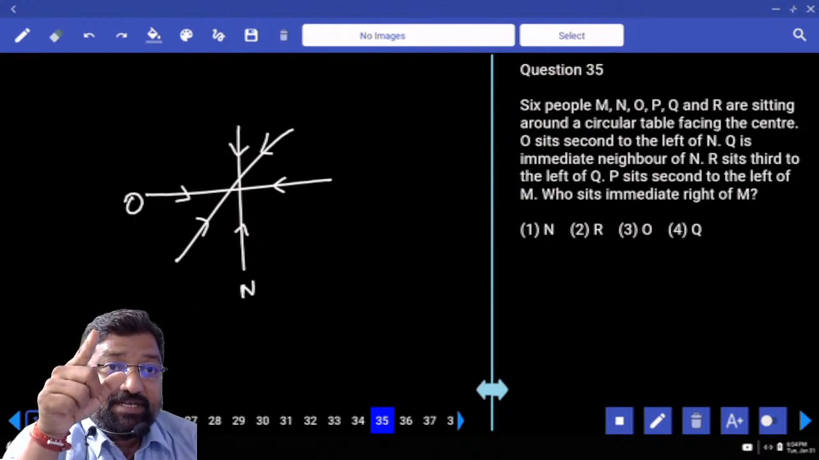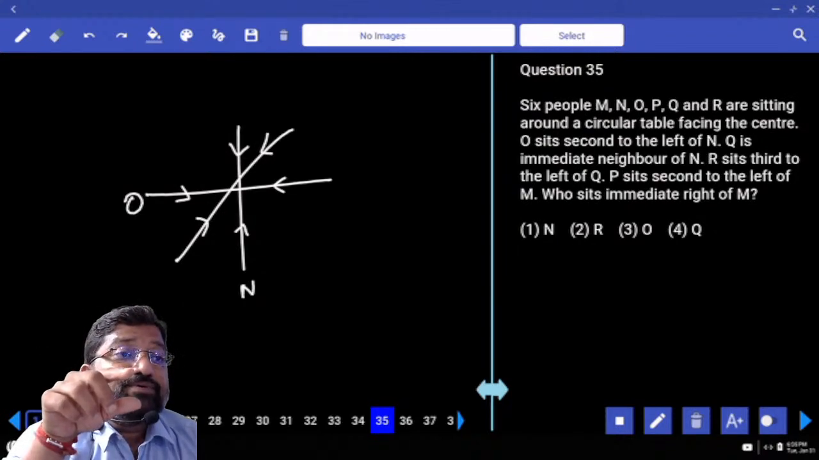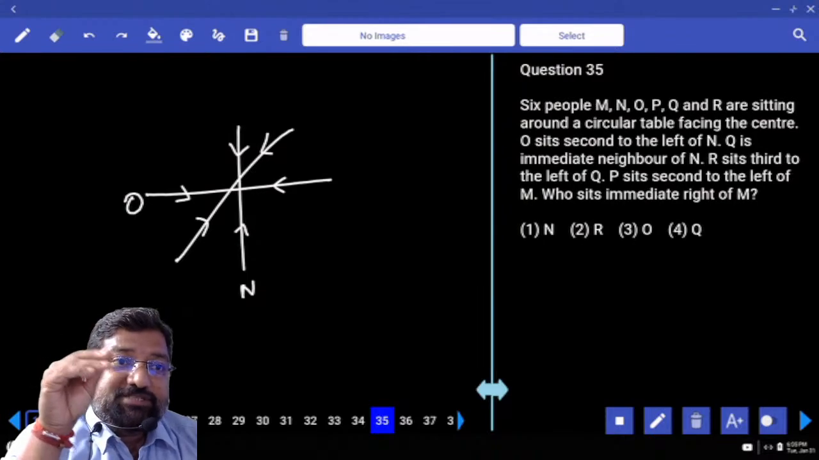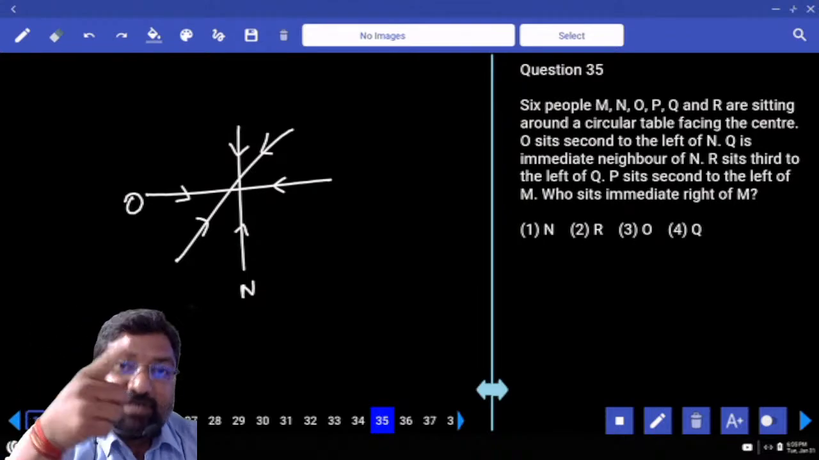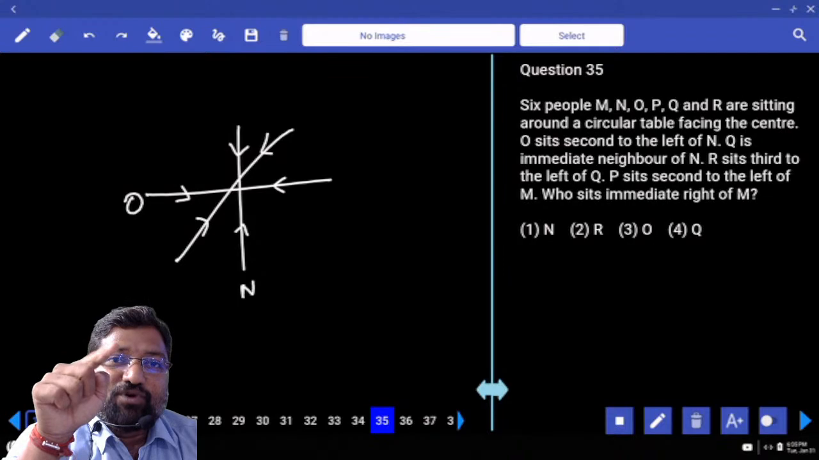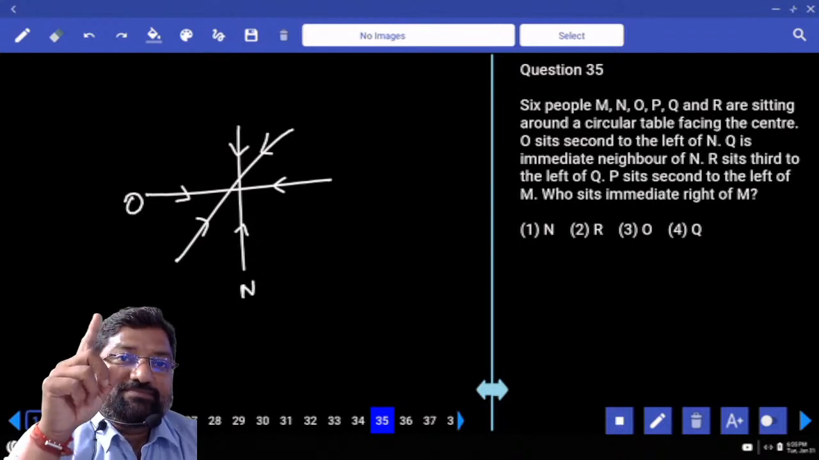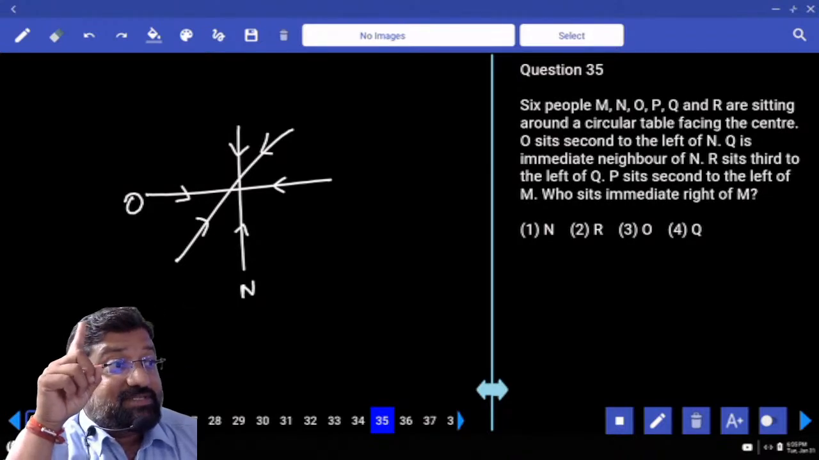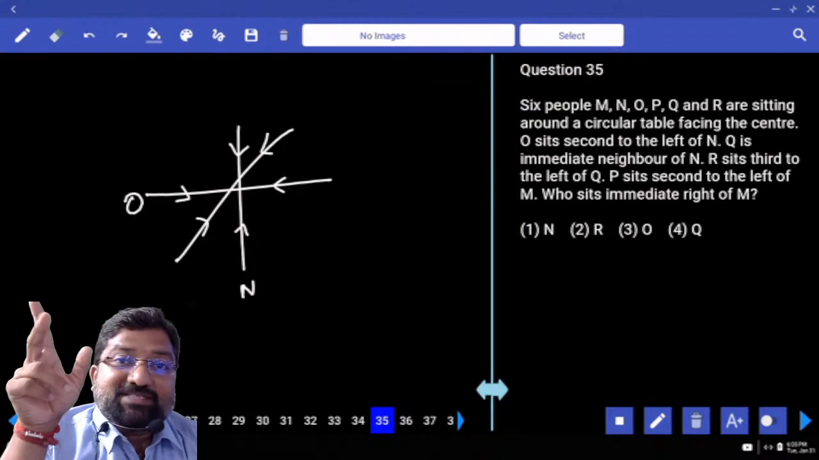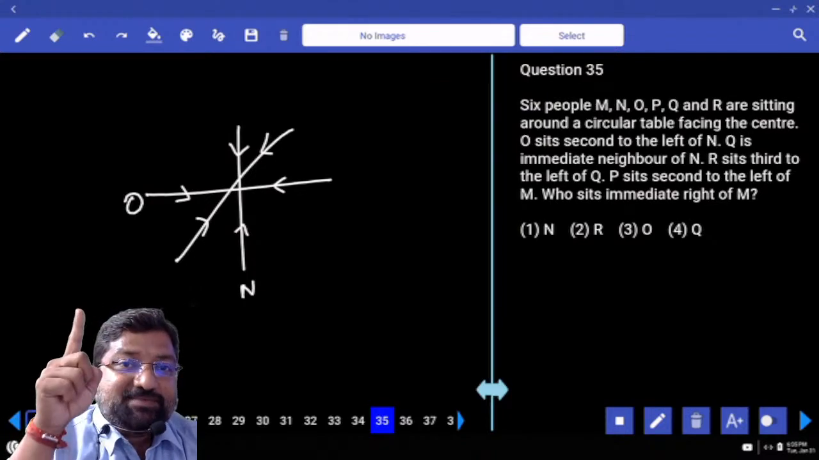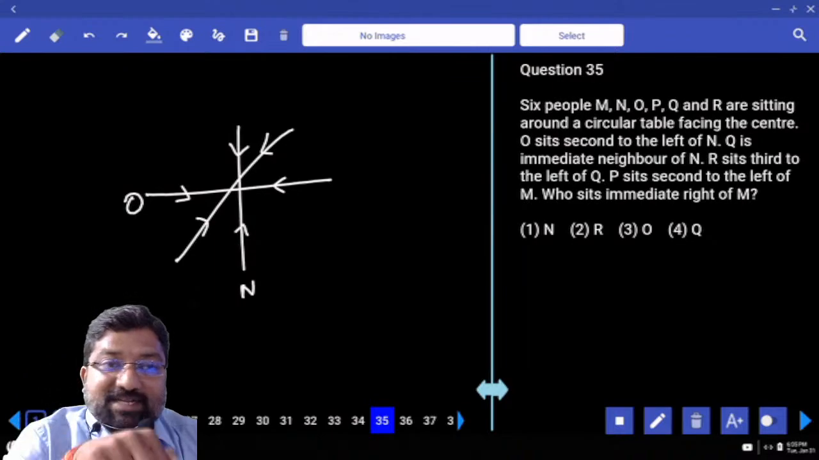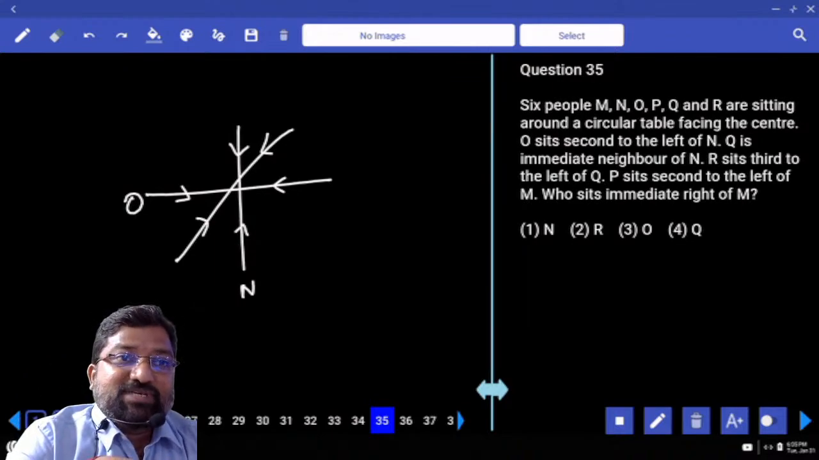8 persons sitting around a circular table. A is fourth to the right of B. Opposite. A is fourth to the left of B. Opposite. 8 persons are sitting, 3 people are sitting between A and B. Opposite. But what is the number here? 6.